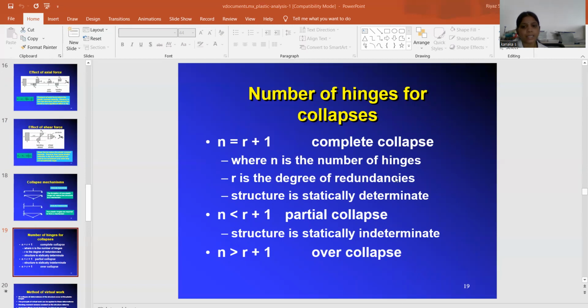If the structure is statically determinate, this is partial collapse. If the structure is statically indeterminate, we find out the number of hinges for the collapse. So this is the plastic moment of the structures.